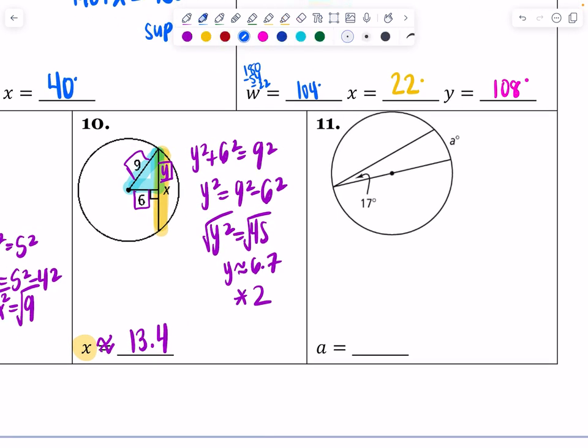Number 11, this is going to be an inscribed angle. How do I know that this angle is inscribed? Because that vertex is on the circle, so it intercepts this arc. What is the relationship between that arc and this angle? Well, we know that you're going to take the inscribed angle 17, and you're going to multiply 17 by 2 to get that arc. That is going to be 34 degrees.